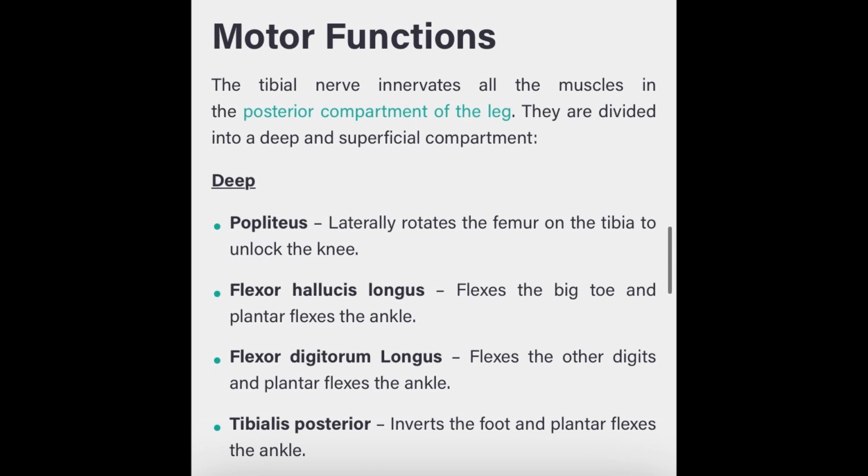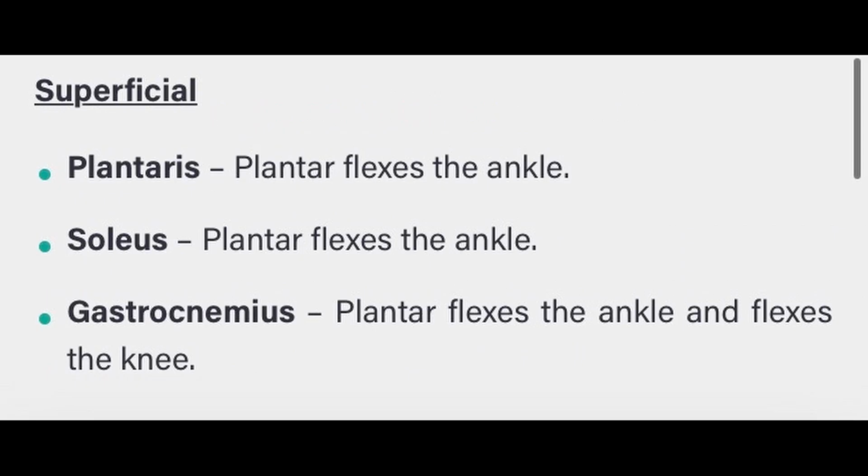Flexor hallucis longus flexes the big toe, but flexor digitorum longus flexes the other digits. Next, the tibialis posterior inverts the foot and plantar flexes the ankle. So these are the motor functions of the deep muscles of the posterior compartment of the leg. Next, we discuss the superficial muscles of the posterior compartment of the leg: the gastrocnemius, soleus and plantaris. The plantaris plantar flexes the ankle, and the soleus also plantar flexes the ankle, and the gastrocnemius is the chief muscle of plantar flexion of the ankle, and it also flexes the knee. So these are the motor functions of the tibial nerve.